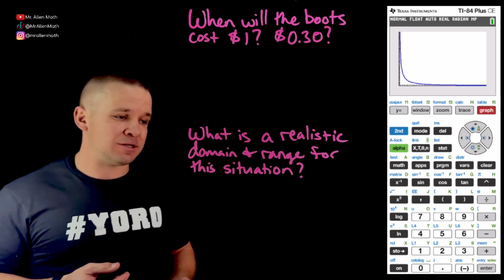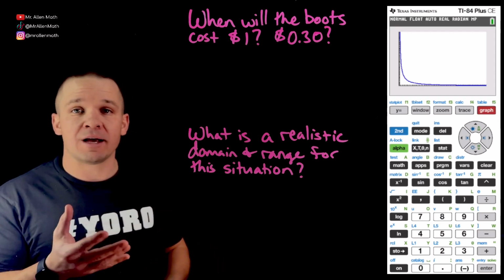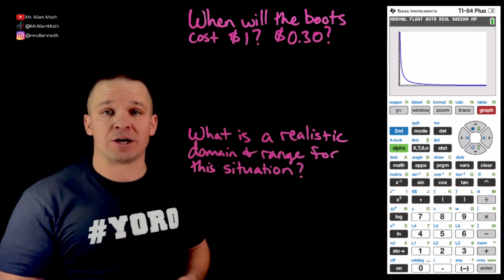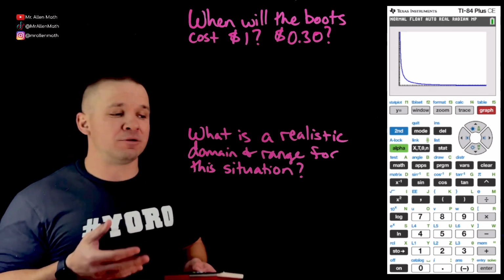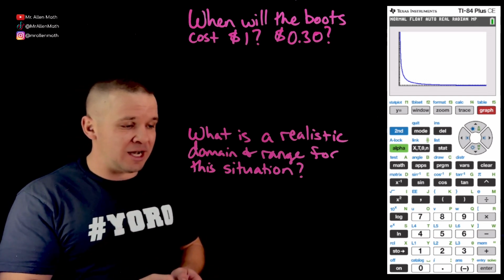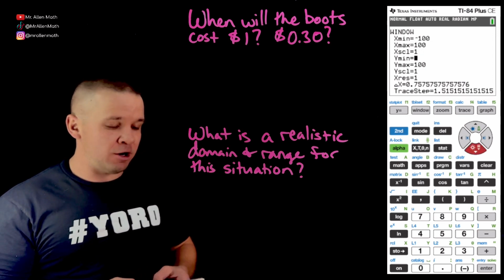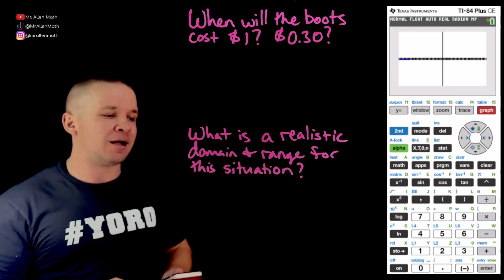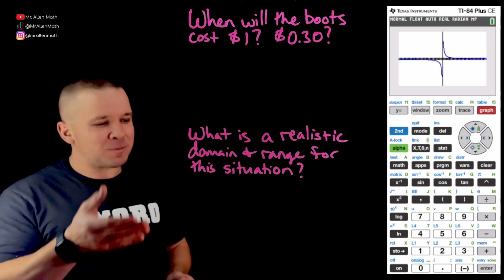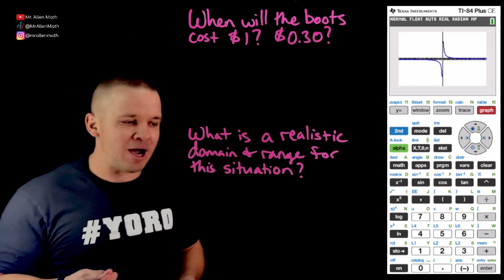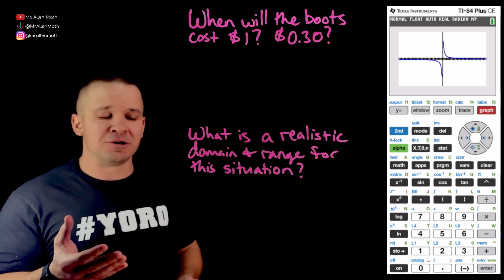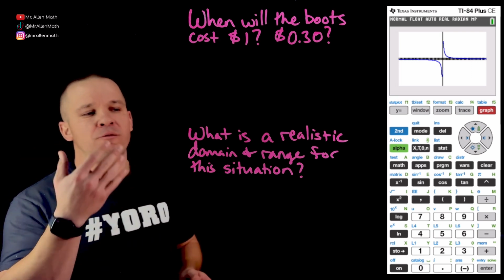Now, let's graph this thing. And I get what looks like a rational function, or at least a piece of a rational function, in that first quadrant. Had I gone with negative 100 here and negative 100 for my Y minimum, and then I'll put it back, hit graph, you can see that it looks almost like the parent function of a rational. It just got 100 in the numerator instead of 1.